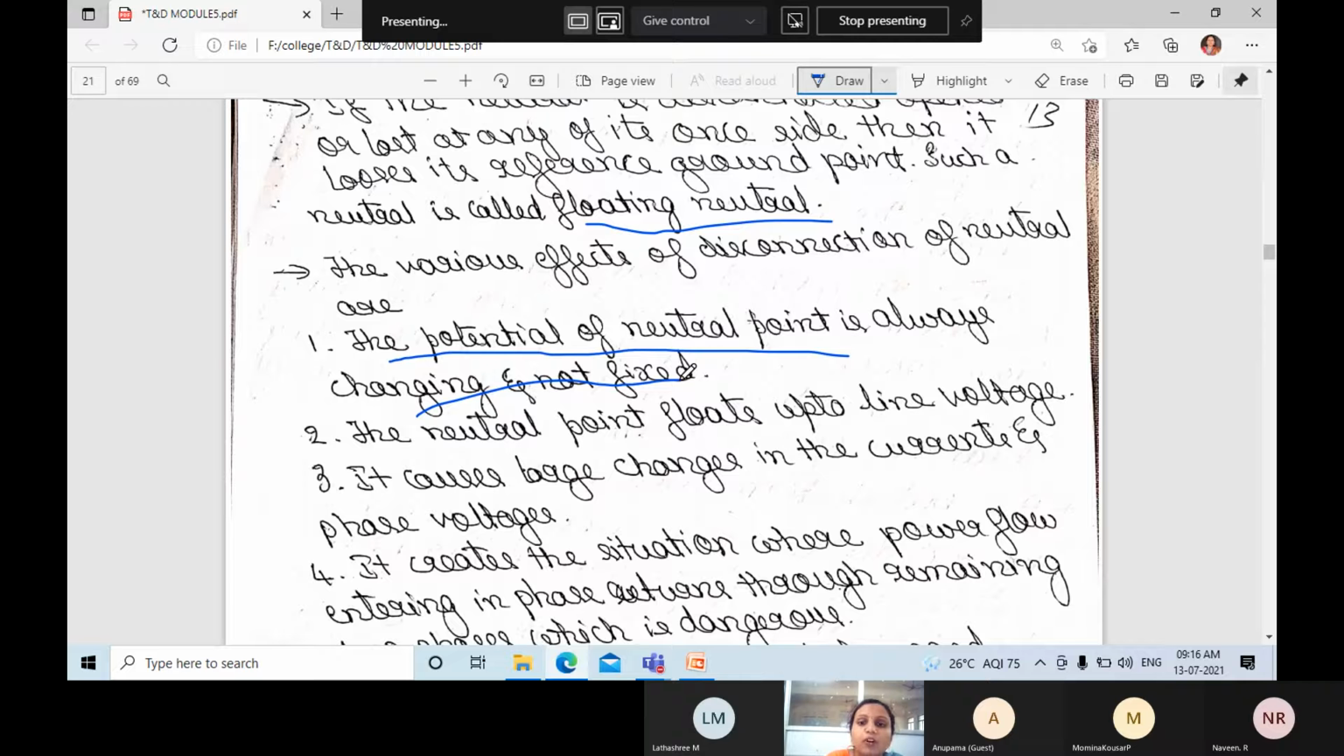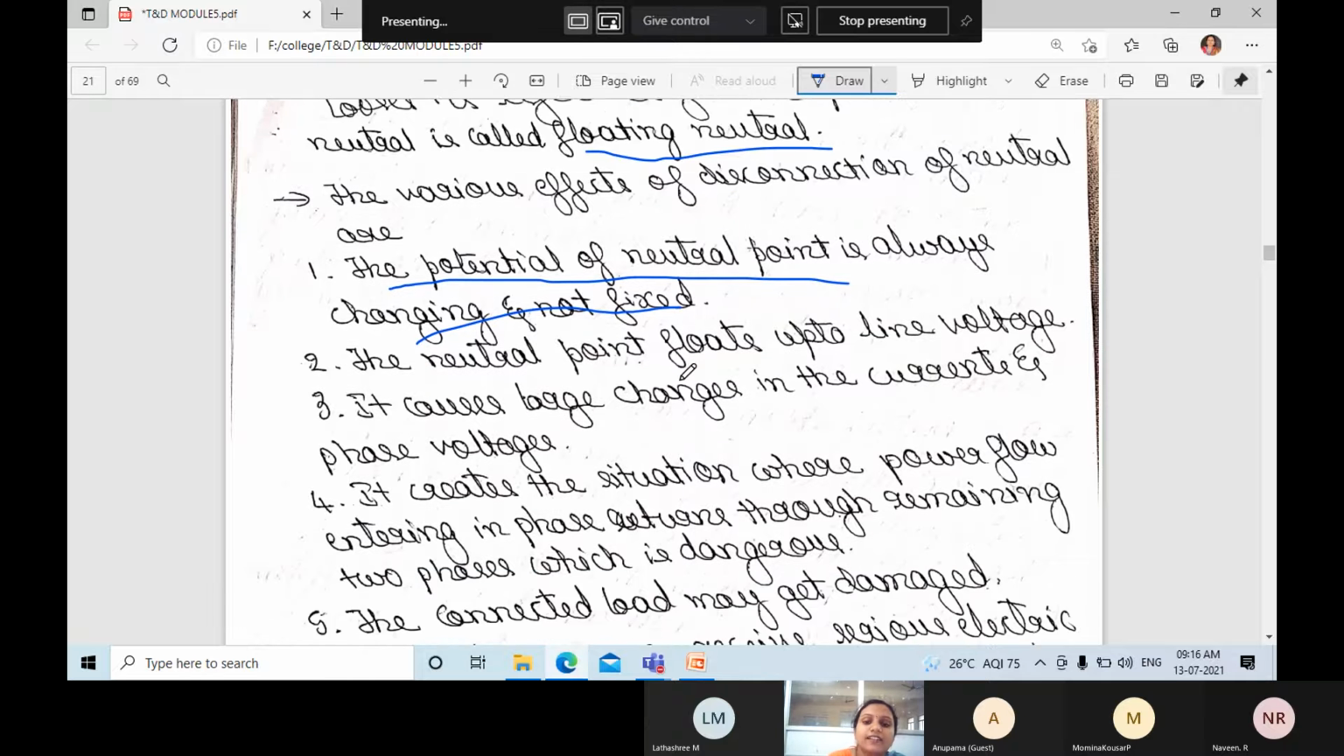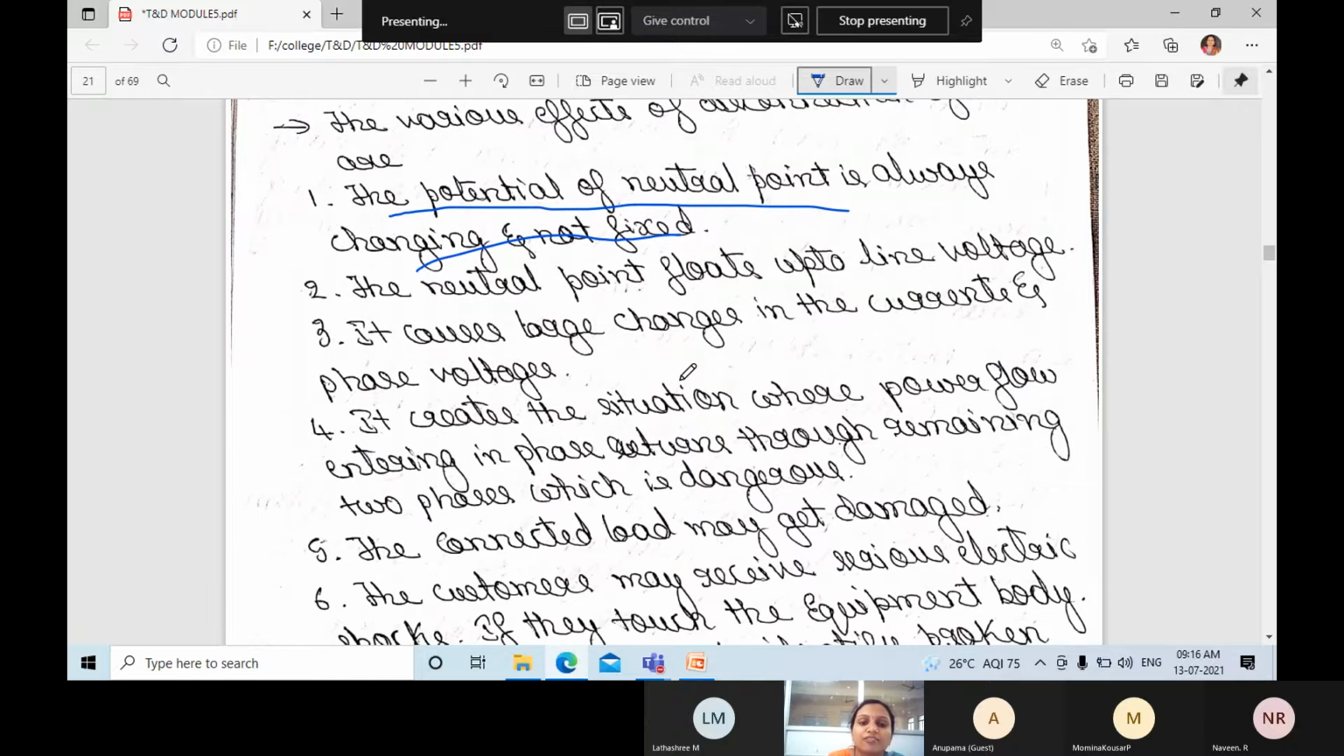The potential of the neutral point is always changing and it is not fixed, and the neutral point will float up to line voltage, and it causes large changes in the currents and phase voltages. It creates a situation where power flow entering in a phase returns through the remaining two phases, which is dangerous.